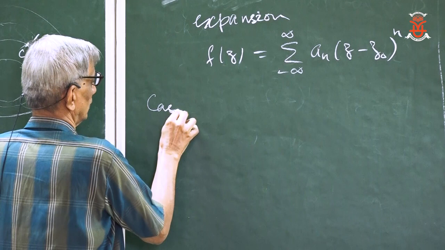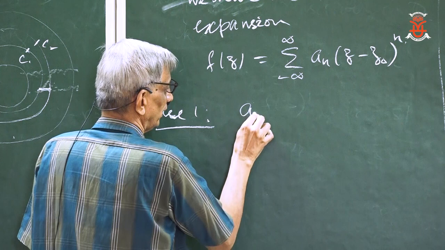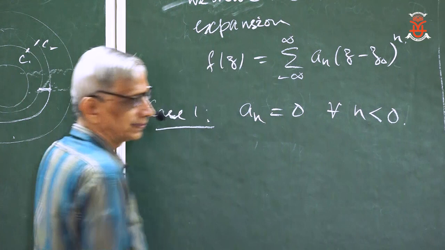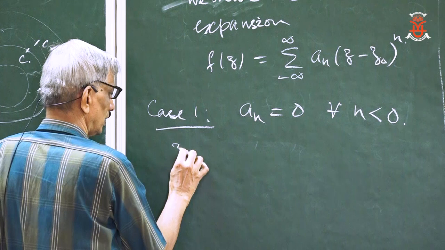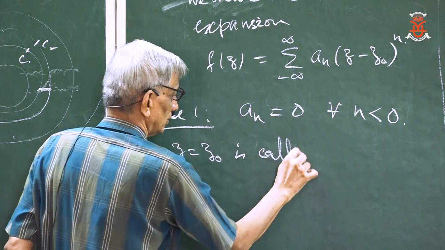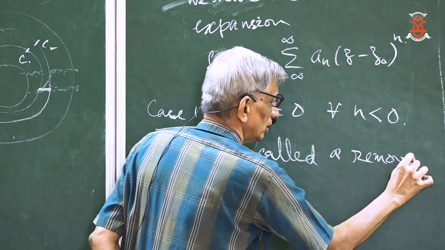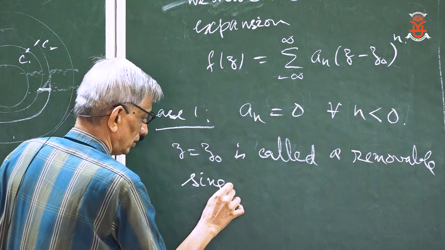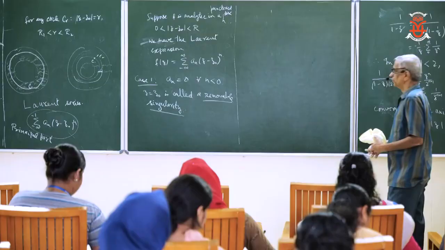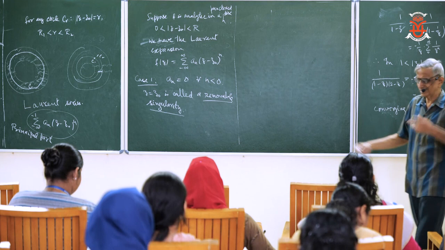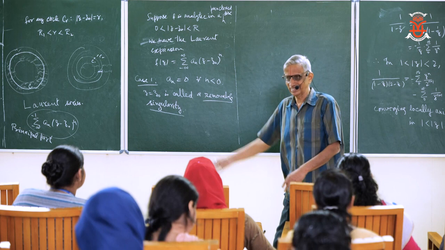Case one: a_n is 0 for all negative n. In this case, Z naught is called a removable singularity. Why is it called a removable singularity? Essentially, there is no singularity. You can do away with the singularity there and make the function analytic at the point also. We'll come to that now.